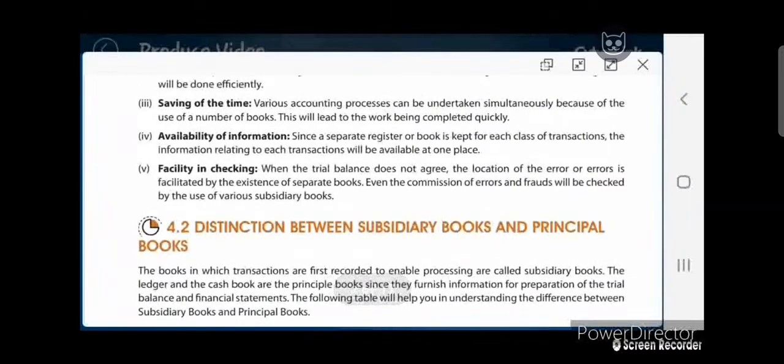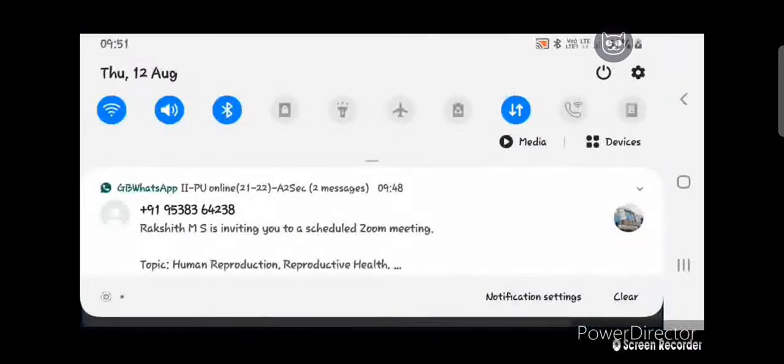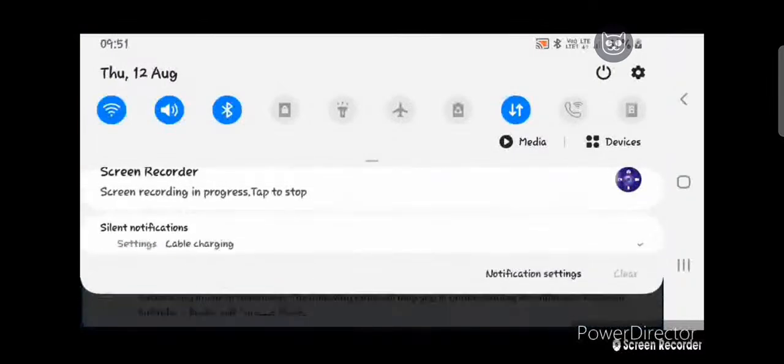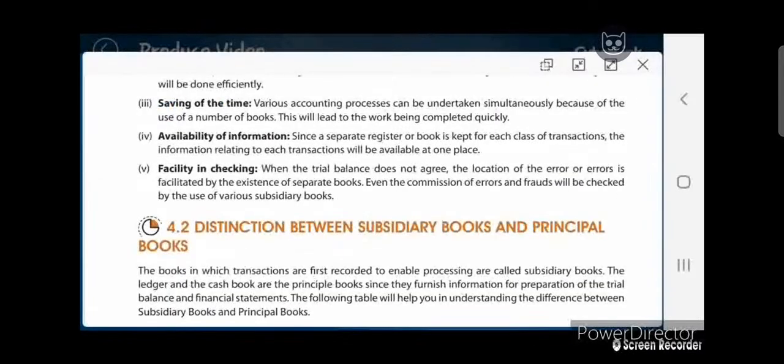Savings of time. Various accounting processes can be undertaken simultaneously because of the use of a number of books. Because of the use of the 7 books, you use whichever book you need, it helps you save your time, and the work will be completed very fast. So subsidiary books help you in saving time.